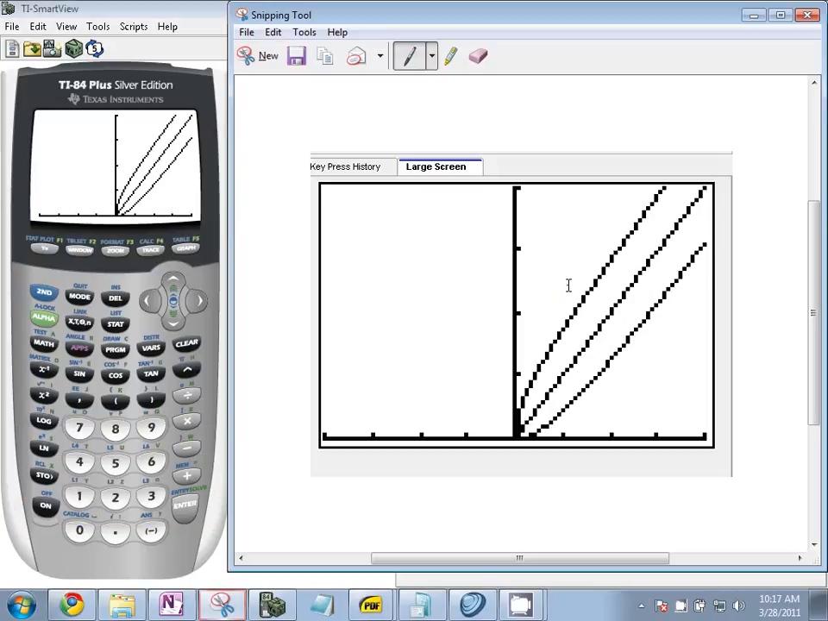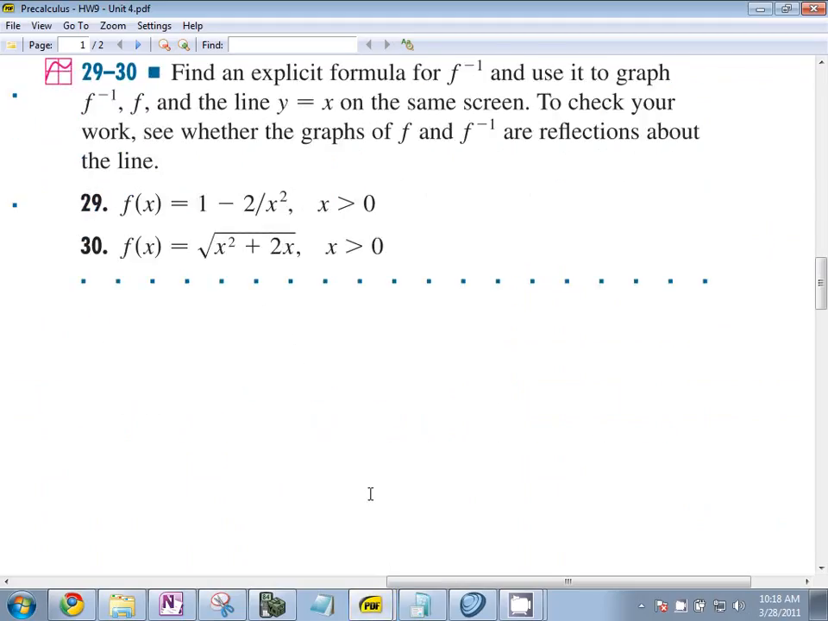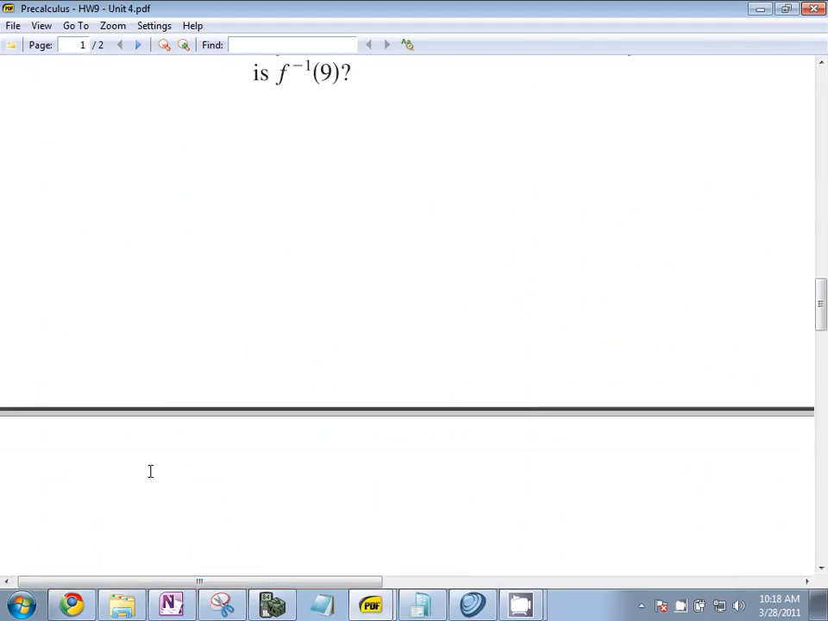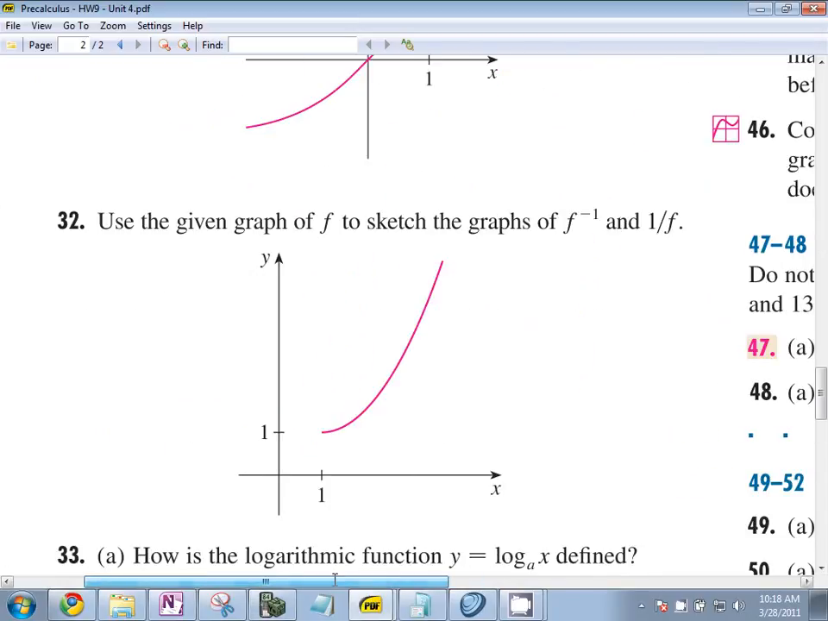Hold on one sec. 32. 32? You don't like 32? 32? Out of it. That's nice. Ooh, this is a good one. I like this one.